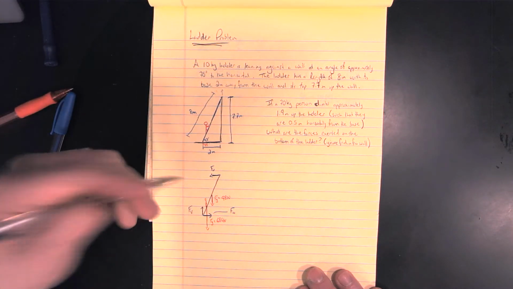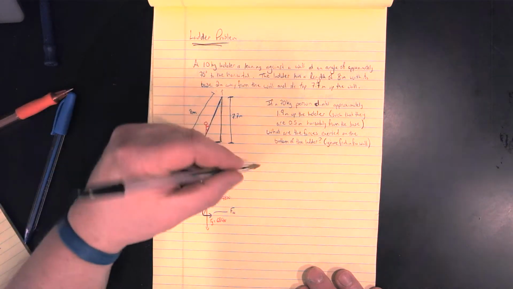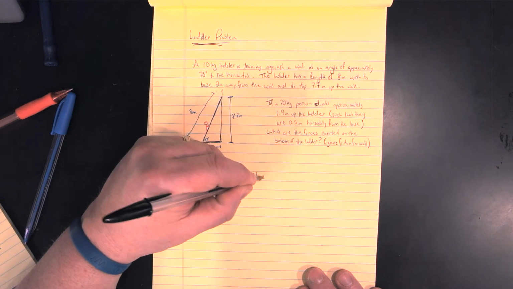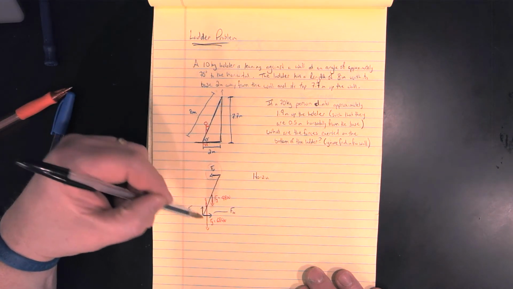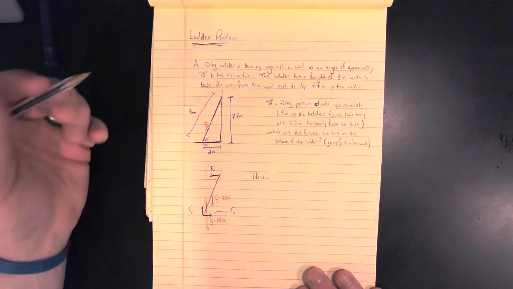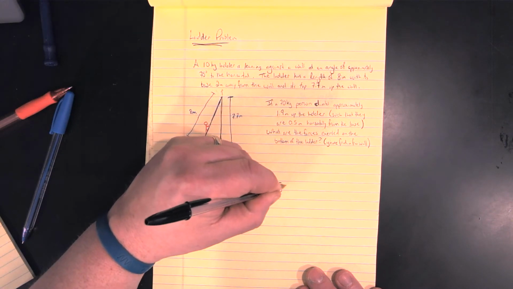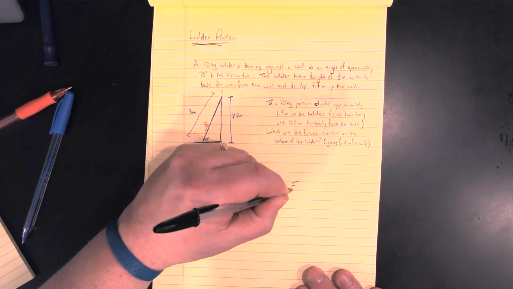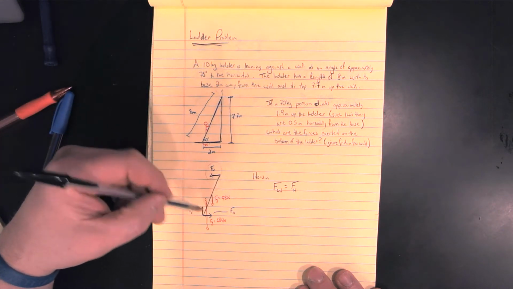So the next thing I want to do is set up my static equations because this ladder is not moving. So I can talk about horizontal. If I look at all the horizontal forces, I've got the force of the wall pushing this way and the horizontal force from the ground that way. Since the object is in equilibrium, I can set those two forces equal to each other. So force of wall is equal to the force horizontally provided by the ground. Those are the only two horizontals.